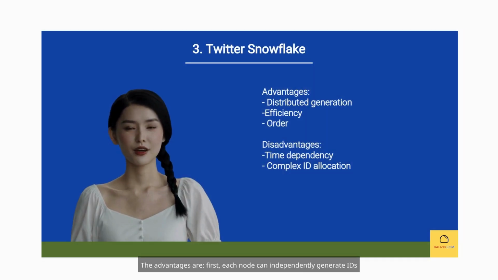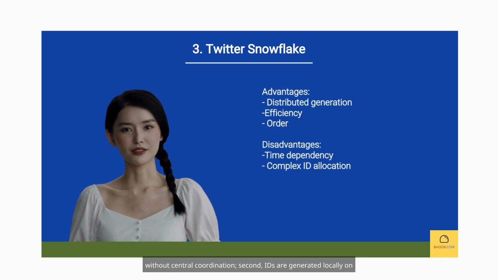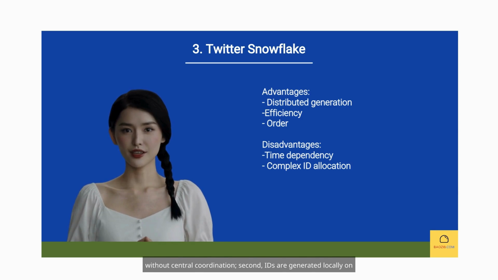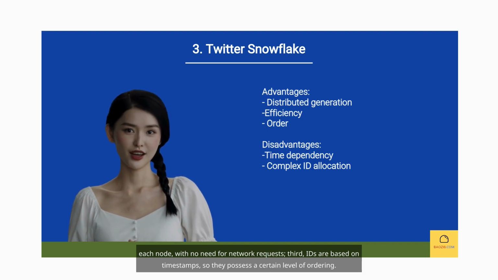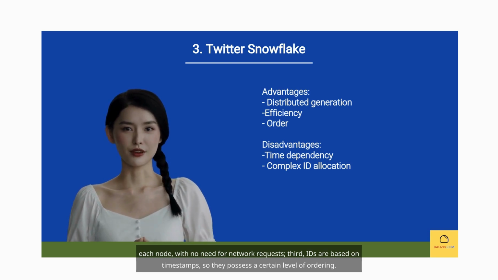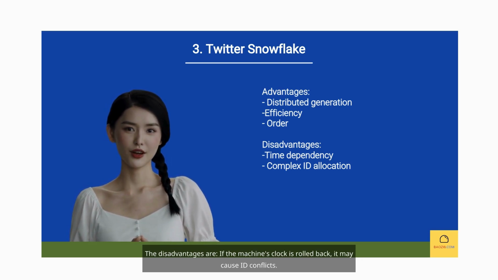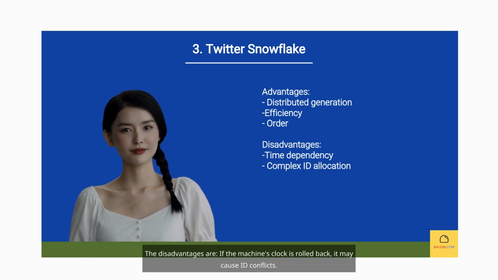The advantages are: first, each node can independently generate IDs without central coordination. Second, IDs are generated locally on each node, with no need for network requests. Third, IDs are based on timestamps, so they possess a certain level of ordering. The disadvantages are: if the machine's clock is rolled back, it may cause ID conflicts.